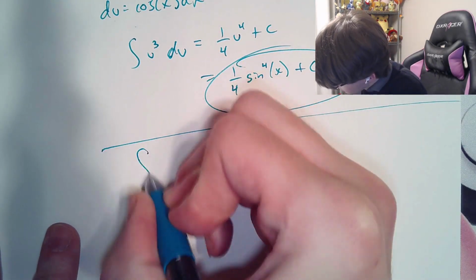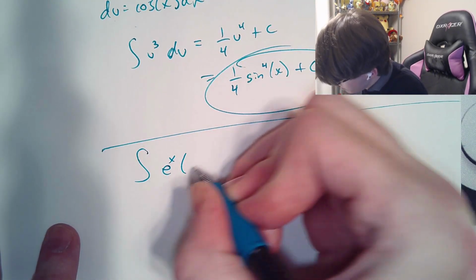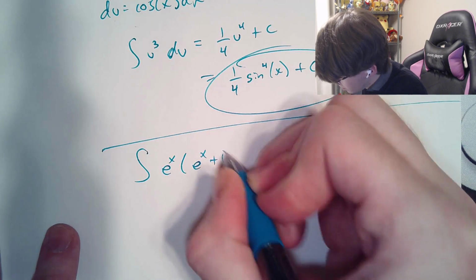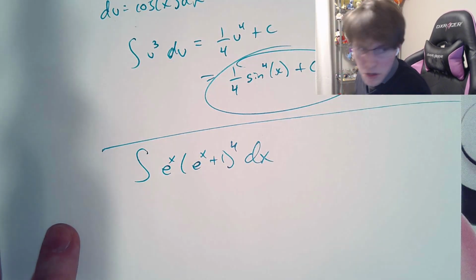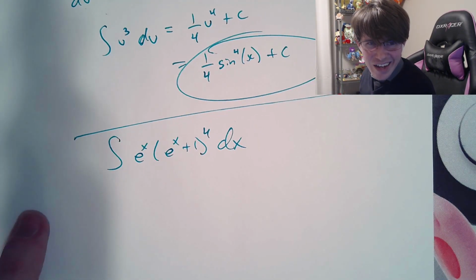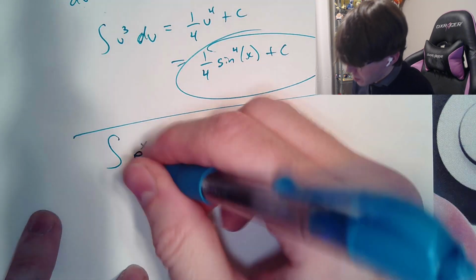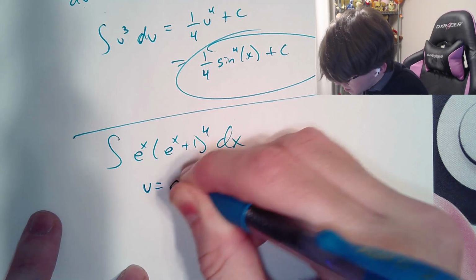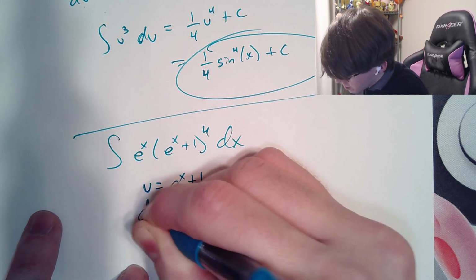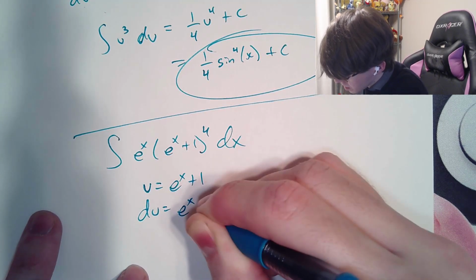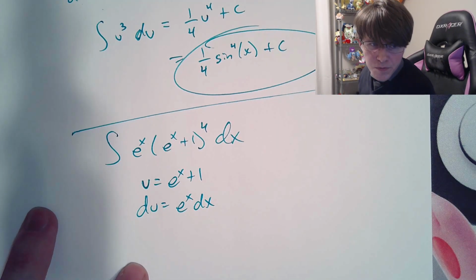All right, we're moving on to our next problem. We have the antiderivative of e to the x multiplied by e to the x plus 1 to the 4th dx. So yet again, you want to make your inside equal to u. In this case, the derivative of e to the x plus 1 is e to the x. So our u is going to be e to the x plus 1. Our du is going to be e to the x dx.